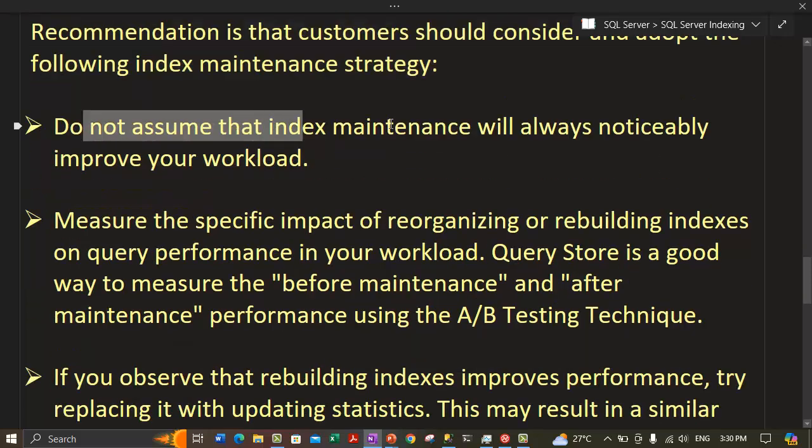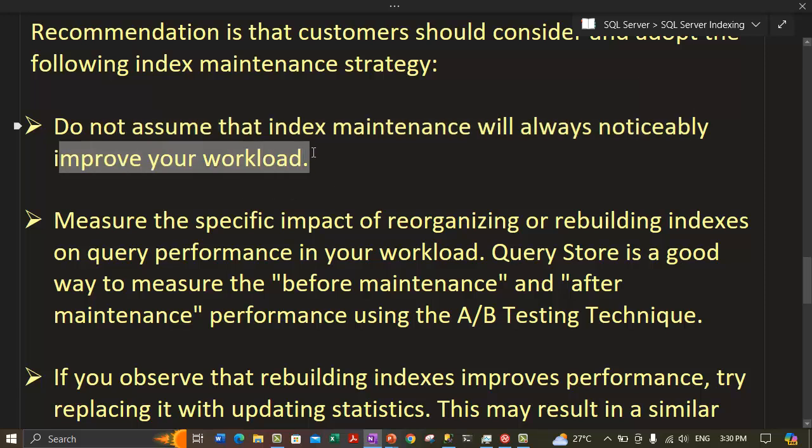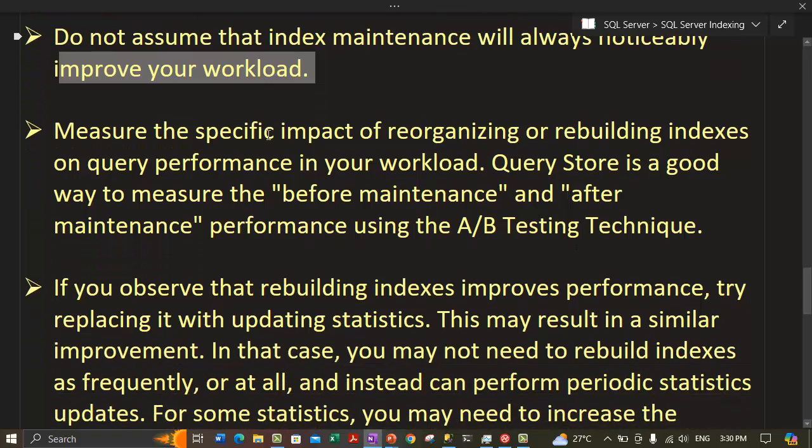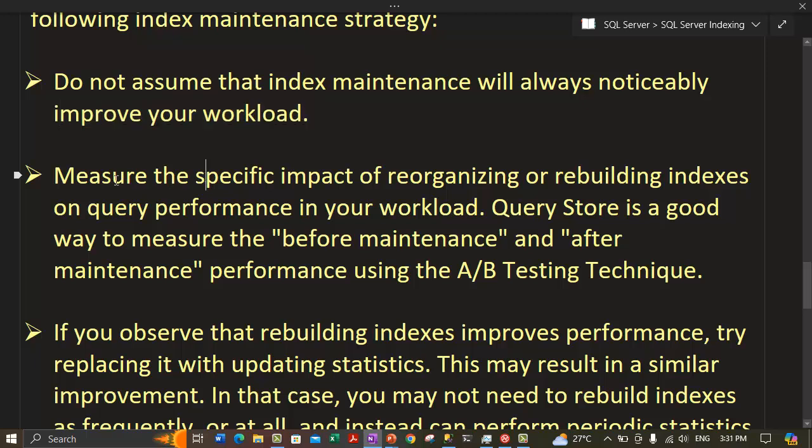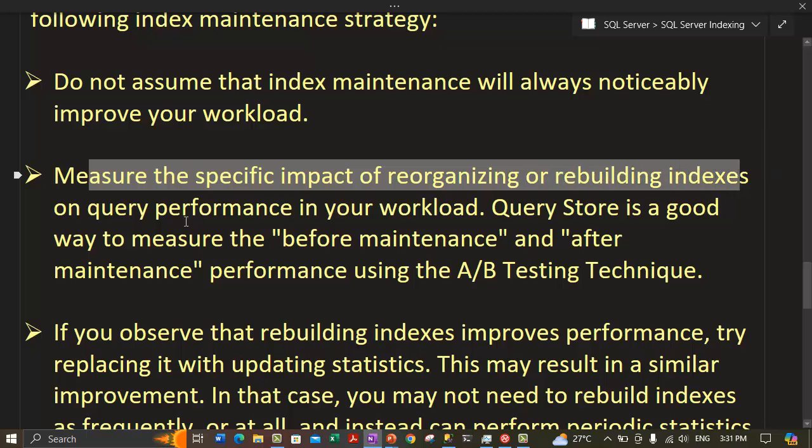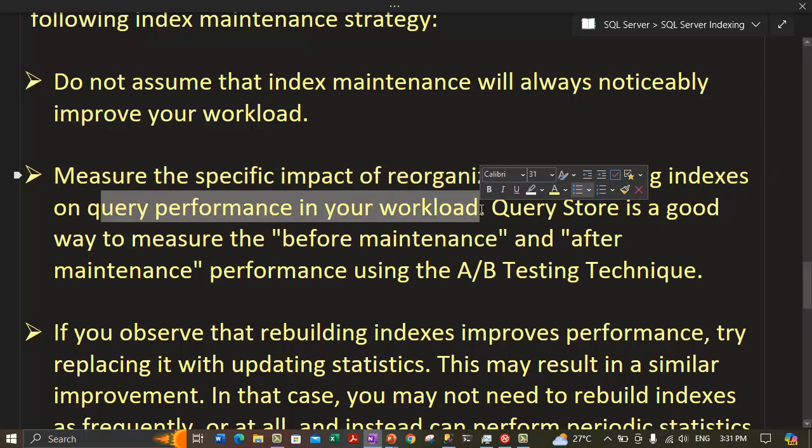First point is, do not assume that index maintenance will always noticeably improve your workload. So do not assume that if you perform index maintenance, it will always improve your workload performance. It cannot be the case every time. You should also measure the specific impact of reorganizing or rebuilding the indexes on the query performance in your workload.